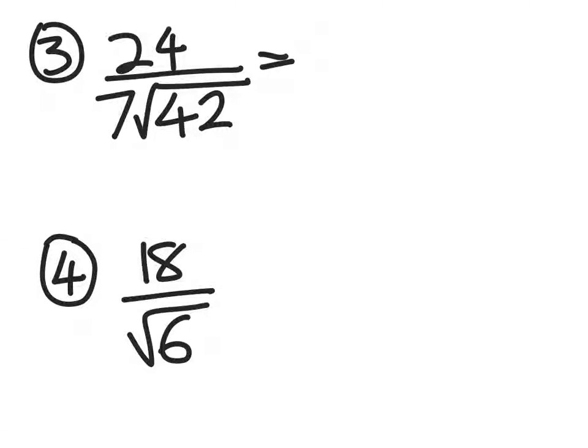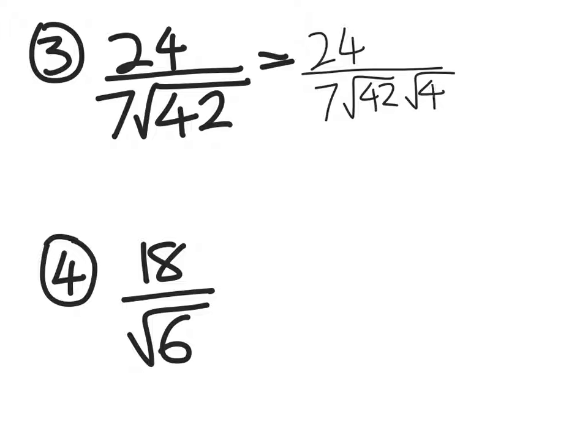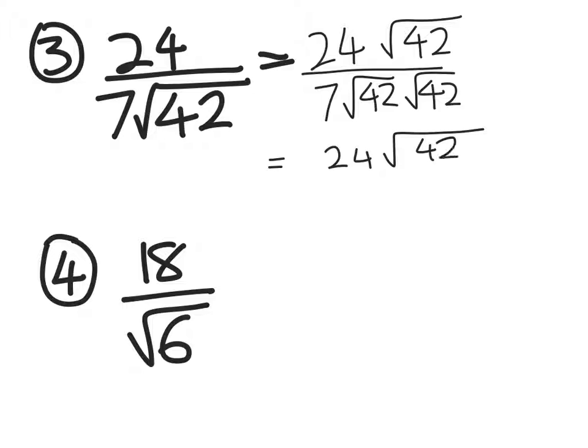Okay, so here, just change the pen, we're going to have 24 over 7 root 42 times root 42, and up here we'll have another root 42. Right, so what that's going to give me is 24 times root 42 over 7 times 42. So we look at that. Don't reach for your calculators, please. Let's just look at what we can do with that top line.